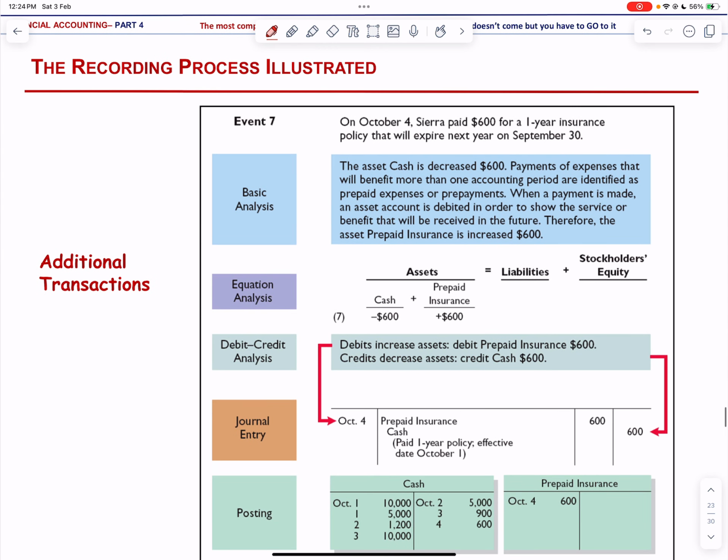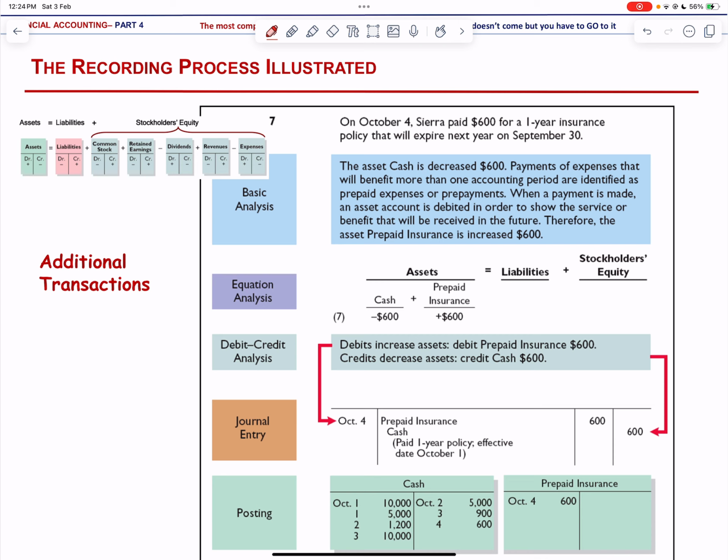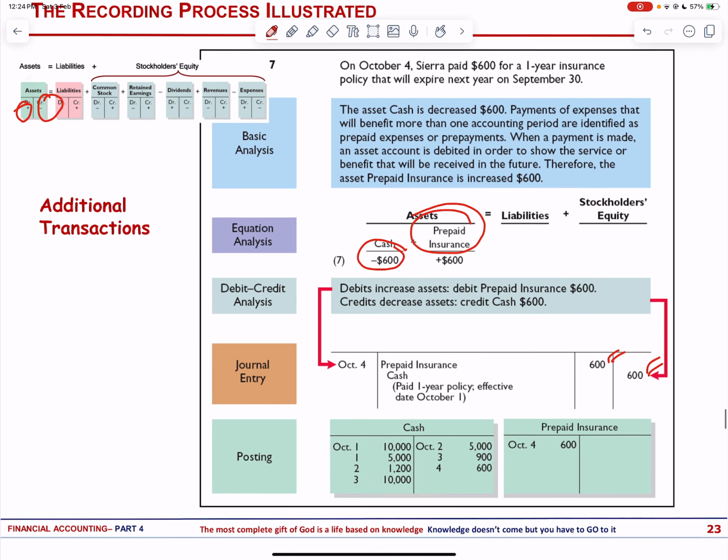On October 4, Sarah paid 600 for 1 year insurance. Now, when Sarah is paying for 1 year, this is a prepaid insurance, and our asset is increasing, and we are paying cash, and decrease in asset is credit. That's why prepaid insurance is debit and cash is credit.